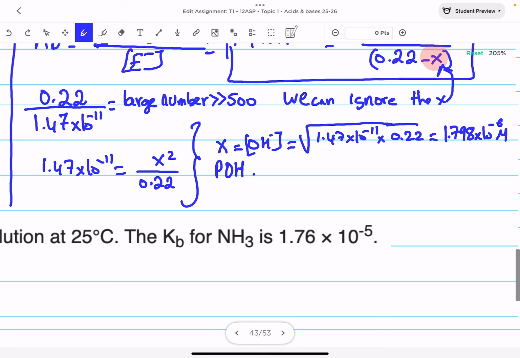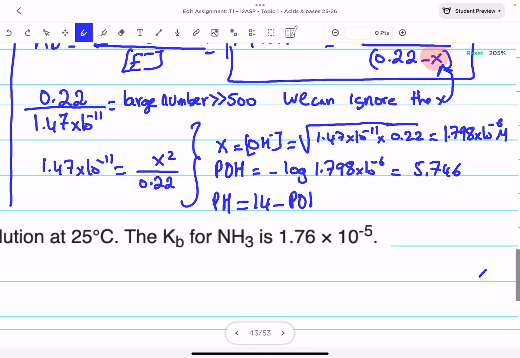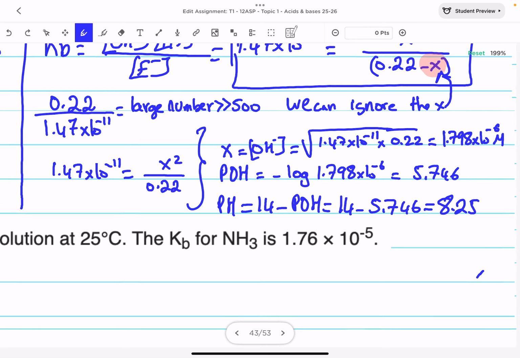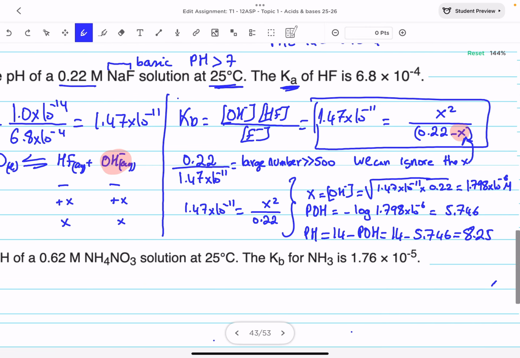pOH is minus log of this value, which is equal to 5.74. And therefore pH is 14 minus the pOH. So it is 14 minus 5.74, and the pH is 8.25, just like how we expected it to be.